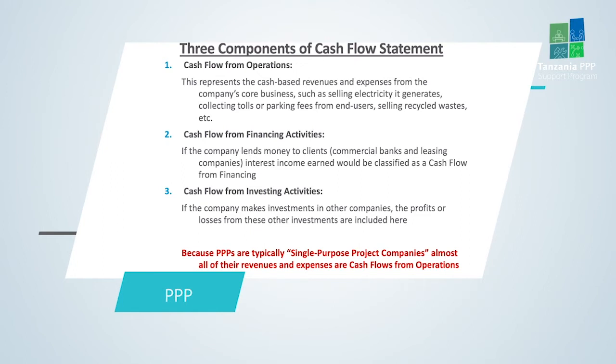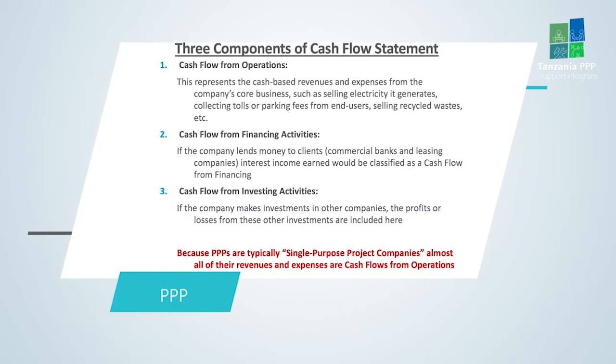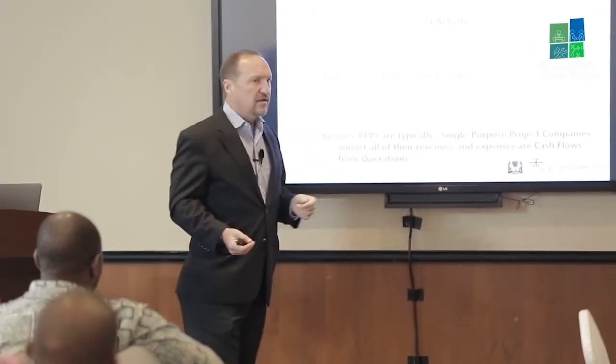To keep it simple, I don't want this to be a class just on accounting. Almost all PPPs are single-purpose project companies. We create a project company and call it a single-purpose project company because it makes the financing easier. When investors invest in the project company and lenders lend to it, they want to know that the money is going to be used to deliver this one service and get paid for it. They don't want the project company to sell many different products or have many different lines of business.